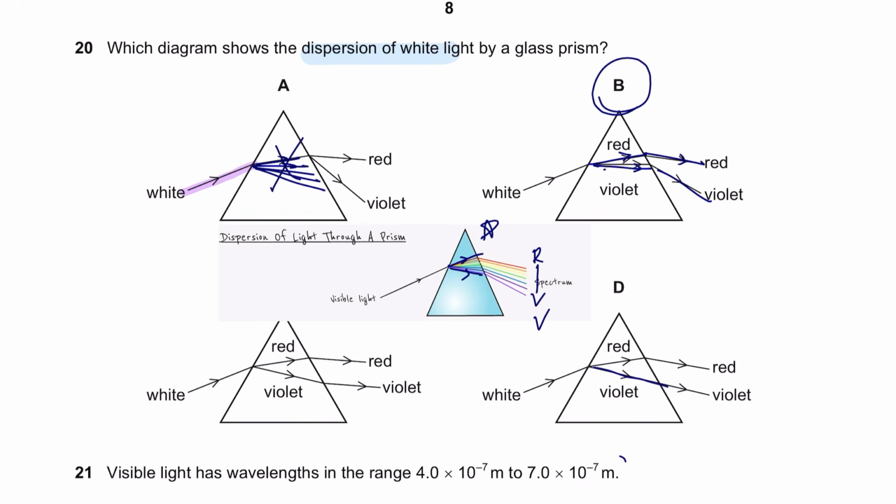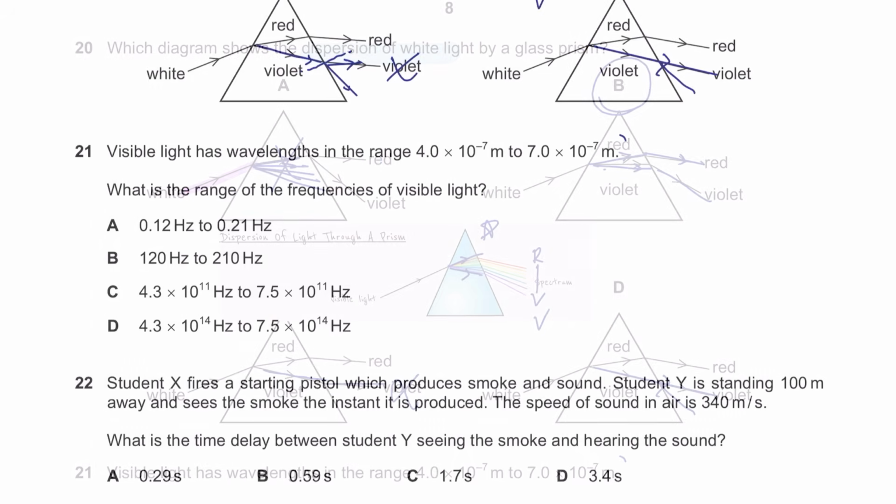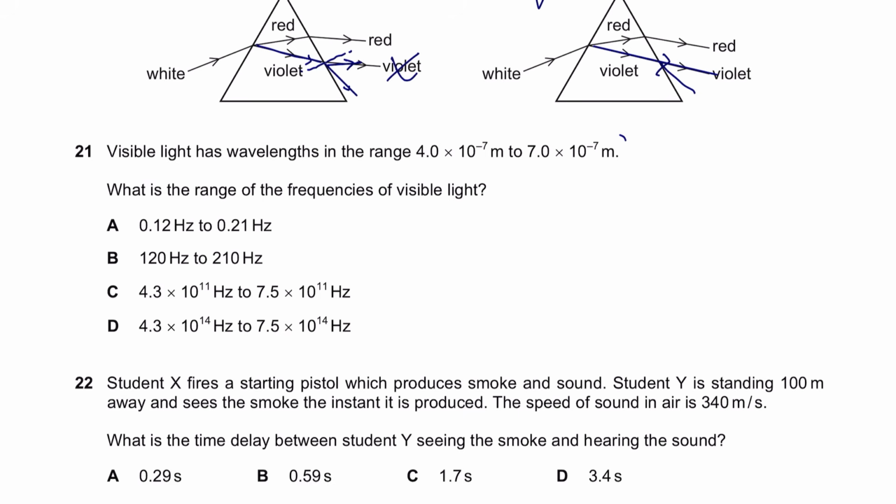D is wrong because violet travels in a straight line when it should be refracted. And C is wrong because instead of bending over here, it goes this direction. So it's wrong. Question 21. Visible light has wavelengths in the range of 4 times 10 to the power of negative 7 meters to 7 times 10 to the power of negative 7 meters. What is the range of the frequencies of visible light?